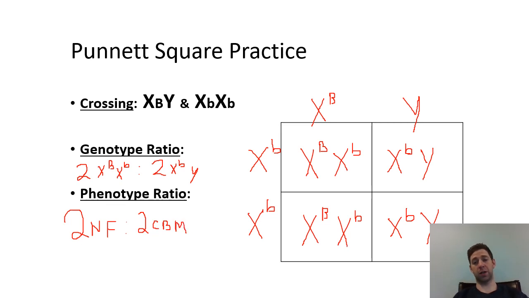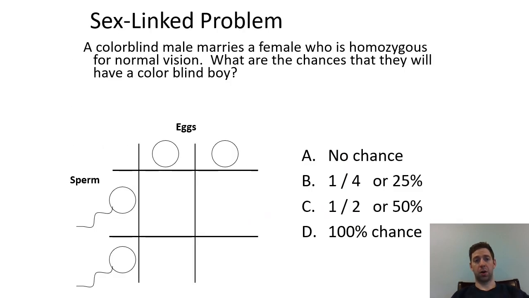So in this exact trait, it's pretty interesting. If this couple has a boy, we know right away he's going to be colorblind. If this couple had a girl, we would know she would be a carrier for colorblindness. Okay, one more question. Go ahead and pause the video, read the question, and try your best to answer it.